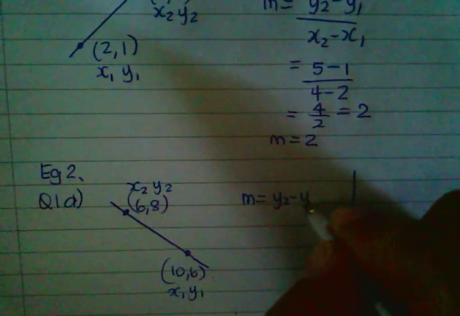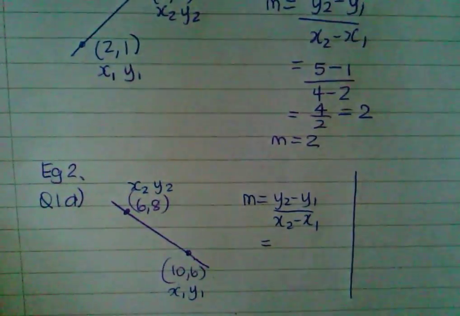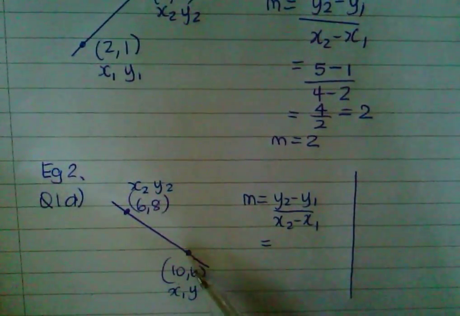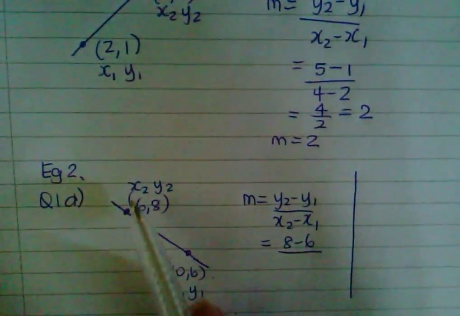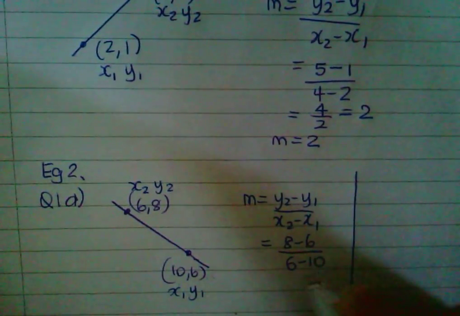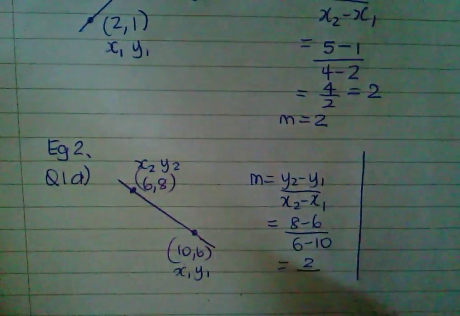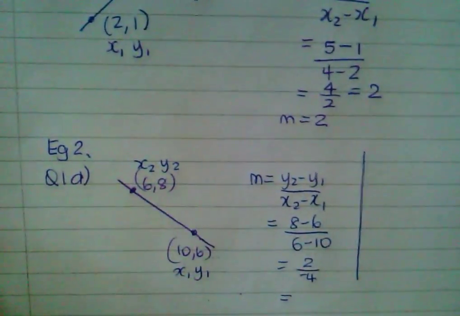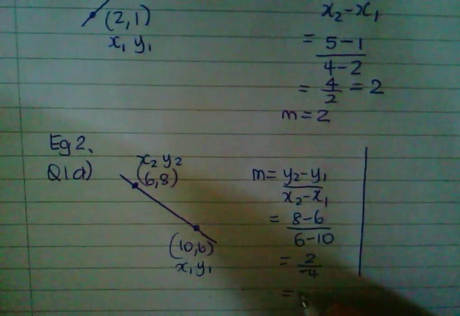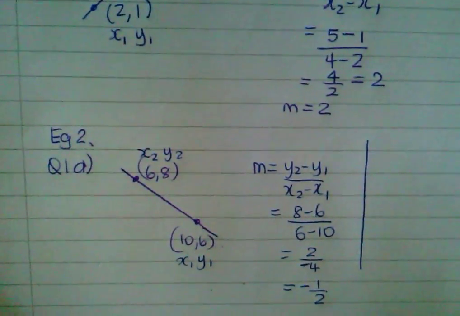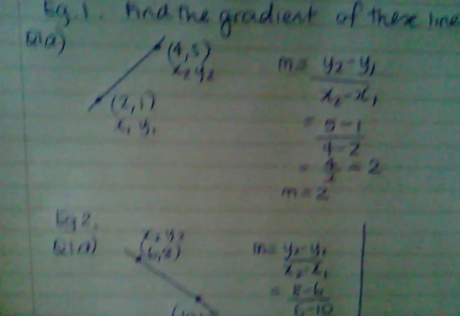Gradient is y2 minus y1 over x2 minus x1. Okay, let's go. Change in y values. What have you got? 8 minus 6 over 6 minus 10. Now, I've got 2 over, what's 6 minus 10? Negative 4. A positive divided by a negative is a negative, so it's negative a half. So the gradient's negative a half, and it does. That's a negative gradient. The first one, notice, was a positive gradient.